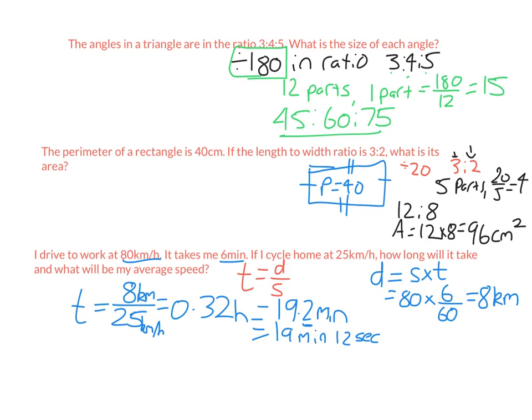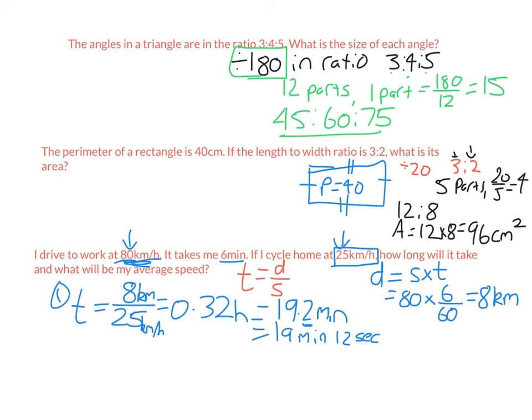So what will be my average speed? Well, you might be tempted to think, okay, I'm going the same distance at 80 kilometers an hour and 25, I just take the average, add them up and divide by 2. Now that doesn't work. The reason it doesn't work is because I'm going to spend more time traveling at this speed than this speed here. So my average speed is going to be closer to 25 kilometers an hour than 80 kilometers an hour because I spend more time cycling. So that's the first part of the question.